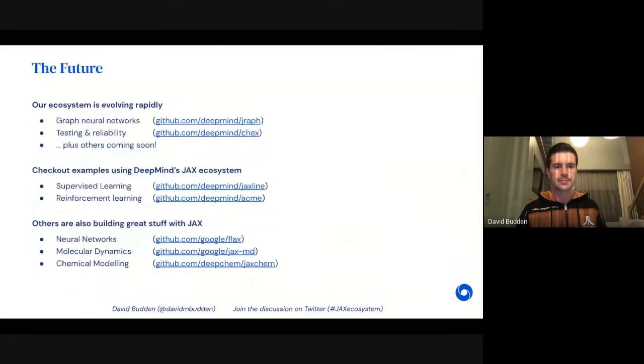Next slide. I don't have time today to go over all of the libraries that we've released as part of our ecosystem, but there are others. For instance, the Jraph library for graph neural networks, which we released last week, as well as our Chex library for testing and reliability. Here are some links here.